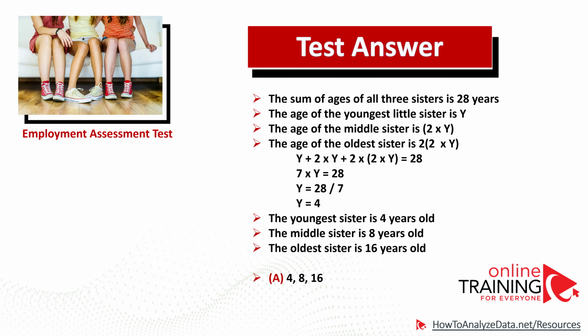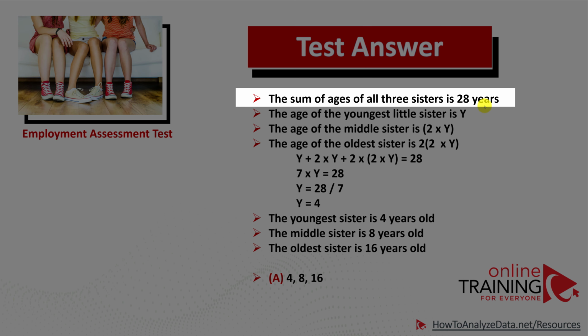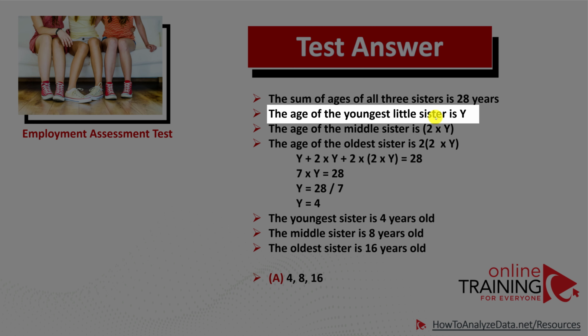To solve this challenge, I'll show you how to build a formula that will lead you to the solution. But in the end, we will also look at the alternative way, which might be faster. So the sum of all ages for the sisters is 28 years. We will introduce the variable y, and based on it, we'll create a formula to calculate the age of each sister. If the youngest little sister's age is y, then the age of the middle sister would be 2 multiplied by y.